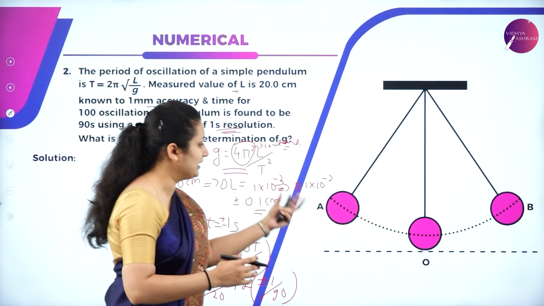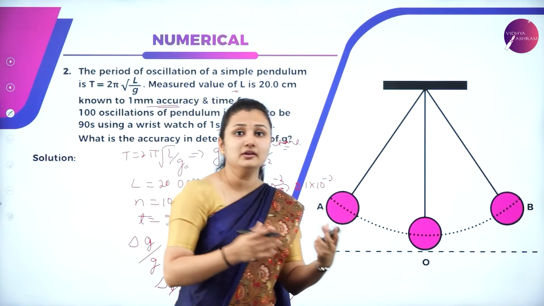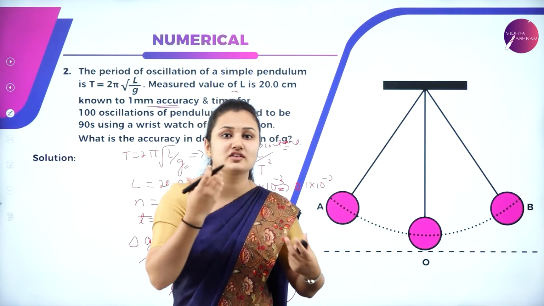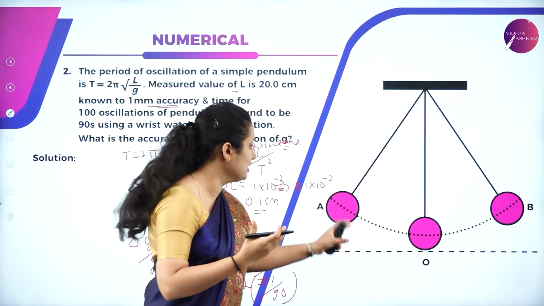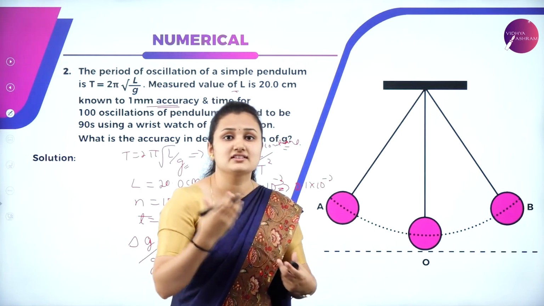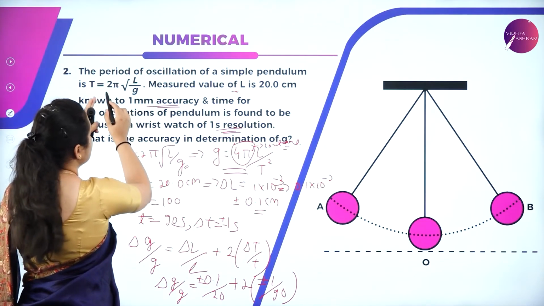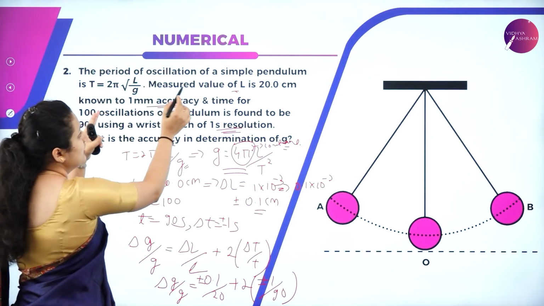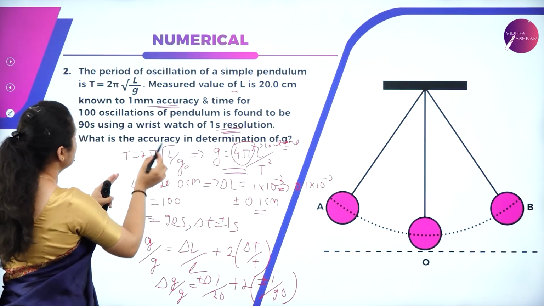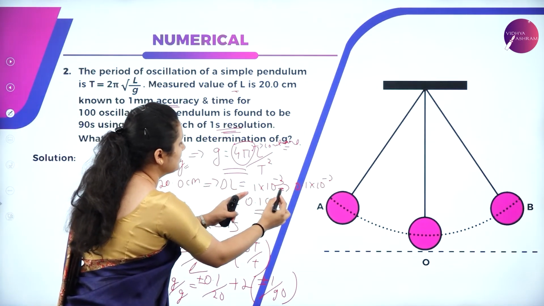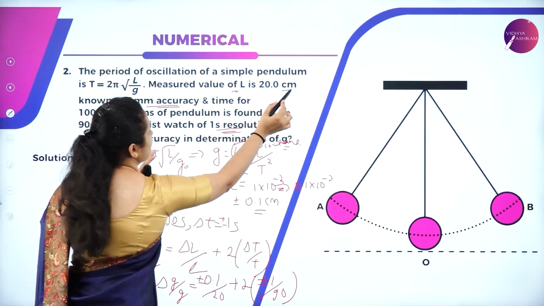So, you have a pendulum. You can see a metal bob. When the metal bob is given some force, it oscillates. It is oscillating back and forth, the movement of a metal bob. So, there are oscillations. He has asked, the time period for oscillation is T equals 2 pi root L by G. So, L is given as 20. In L you have 1 millimeter accuracy. I am converting millimeter to centimeter because this is in centimeter.